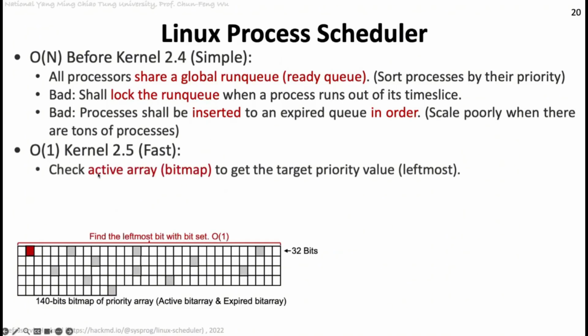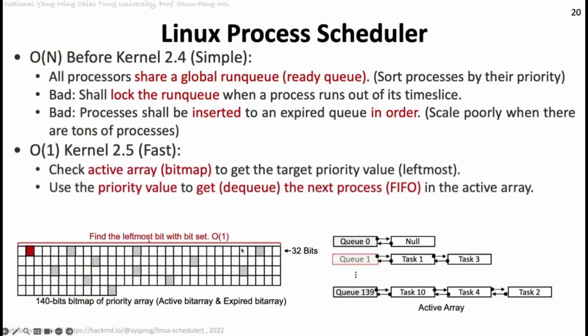The O(1) scheduler runs like this: it checks the bit array to get the target priority value. After getting this target bit, this is the second bit, right? Actually, they have another data structure called the active array. Because there are 140 bits here, there are 140 queues in the active array. So this is Q0. Q0 is for the highest priority, and Q1 is for the second highest priority, right?